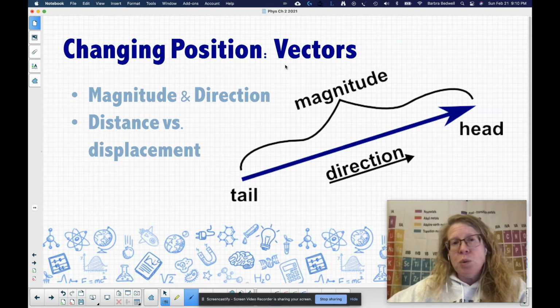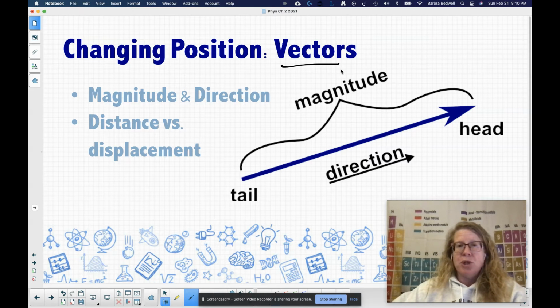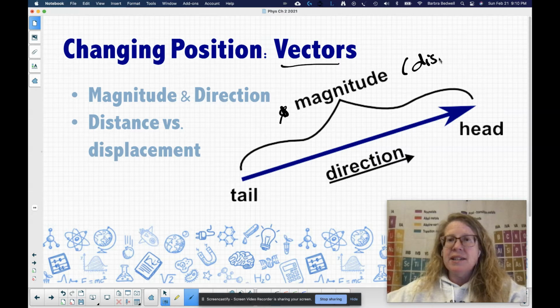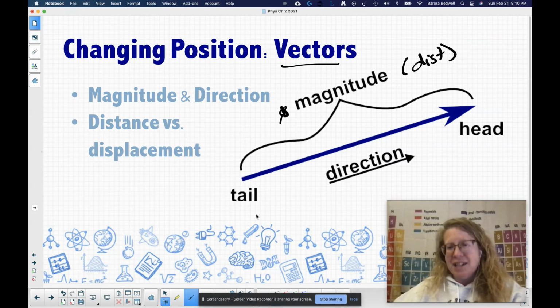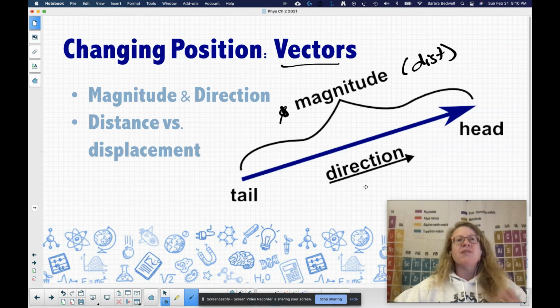So vectors, and we use vectors a lot in physics, when we're describing something's motion, we describe two characteristics of it. Number one is its magnitude. In other words, how big is that vector? A lot of times this is distance, right? It could also be some other things like speed, could be like time, could be a variety of different things. So magnitude, how big a vector is it? Is it 10 meters or is it 5 meters?